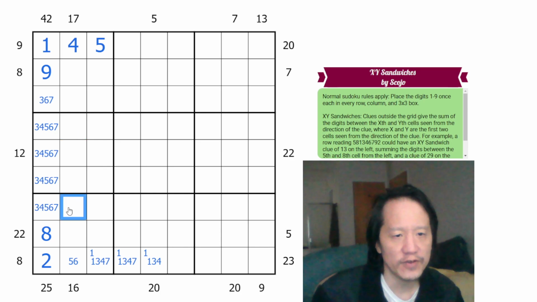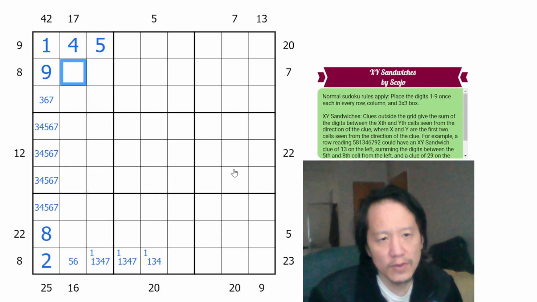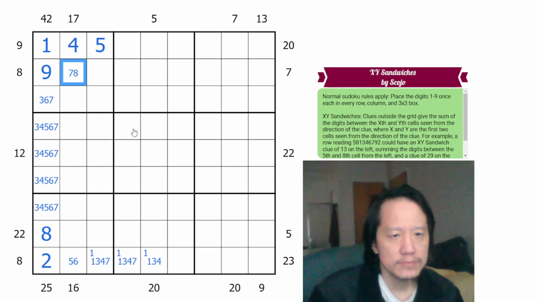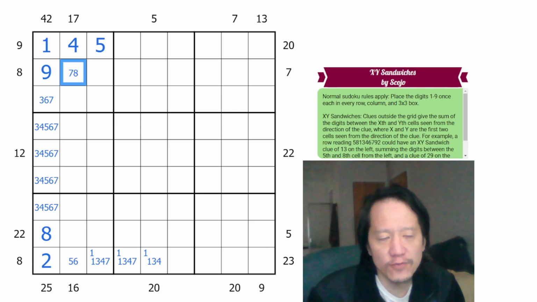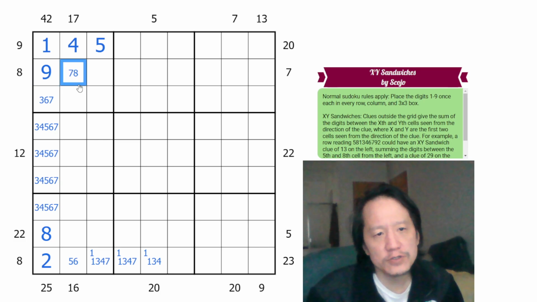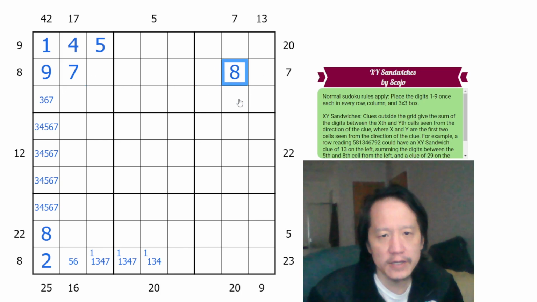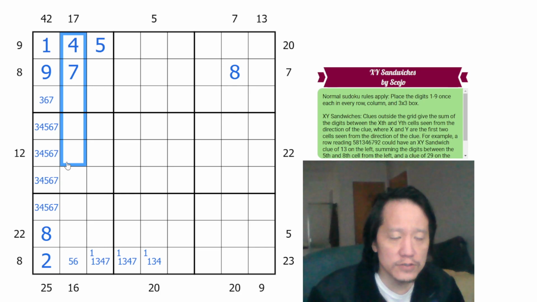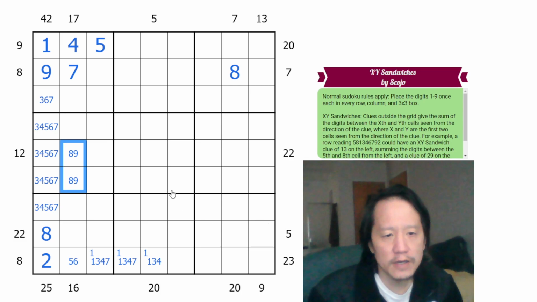4 and 7 could work. So this could be 7 or it could be 8. Similarly, say this was 9 and 8. That doesn't work, so this cannot be 9 and 8 because it adds up to 0 in between. So this is 7, which means the 8 between 9 and 7 has to be 8 exactly. So that's 8. Therefore, we know these two, between the 4 and the 7, add up to 17. So this must be 8 and 9.